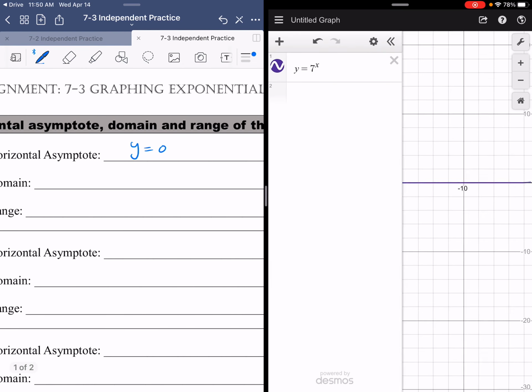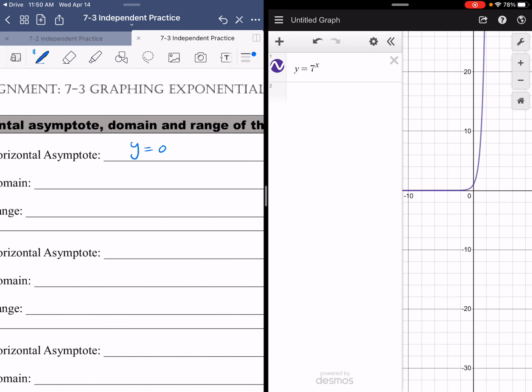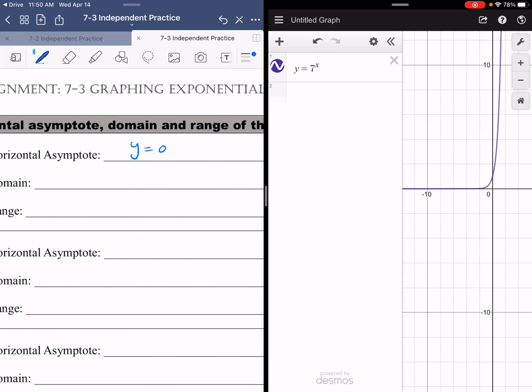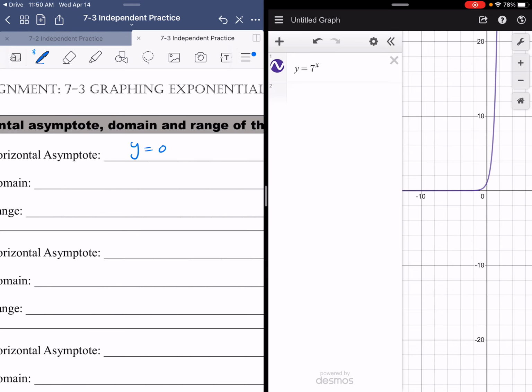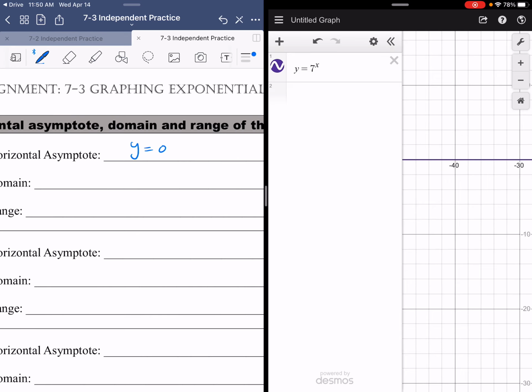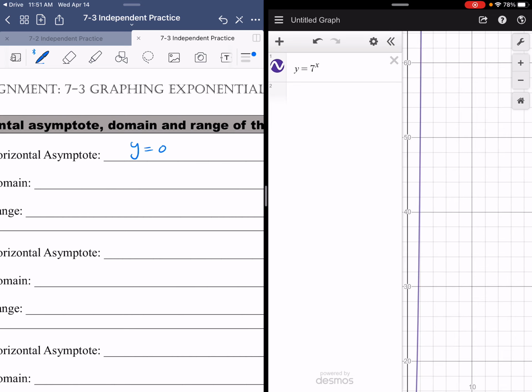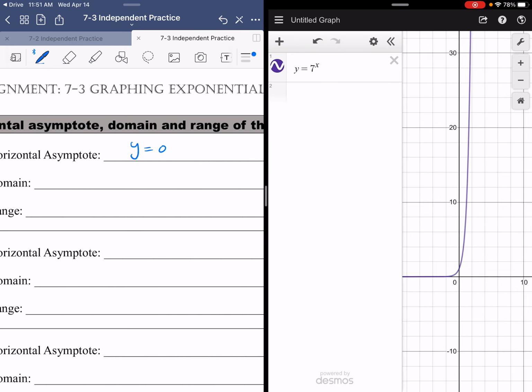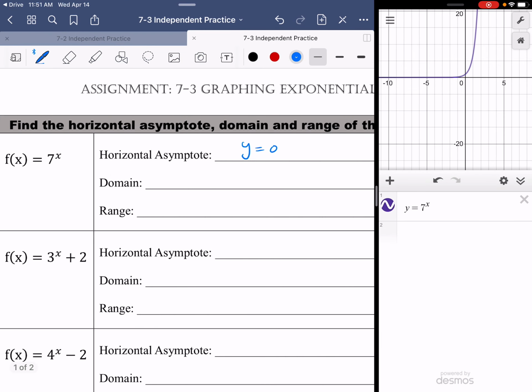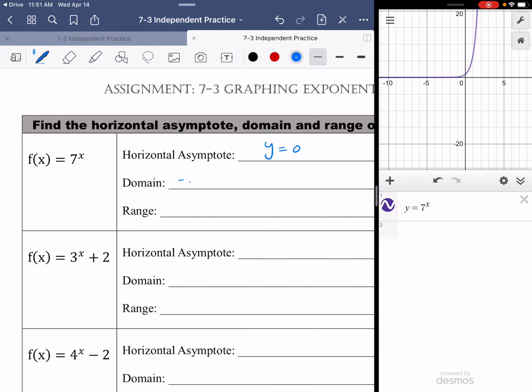Now let's find the domain. Domain is all x values. It keeps going to the left and keeps going to the right. Do you see it keeps going to the left here? And it's going up, slowly, going to the right infinitely. So the domain is what? Negative infinity to positive infinity, which is all real numbers.